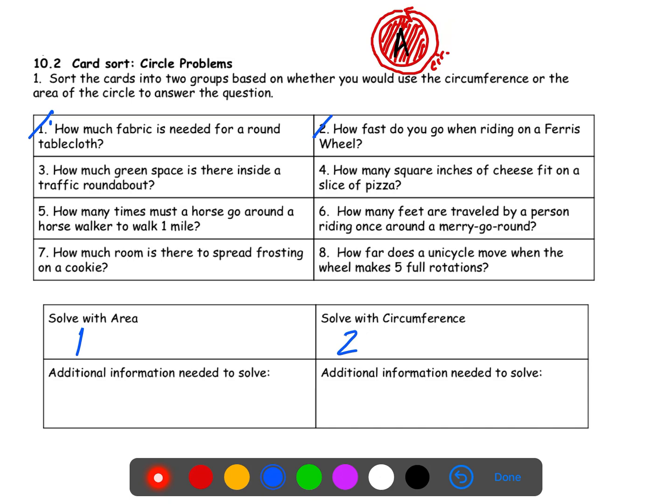Now, I do want you to go ahead and look through the rest of these. Go ahead and place them in the appropriate boxes where you believe they would belong, and then we will continue talking about it.